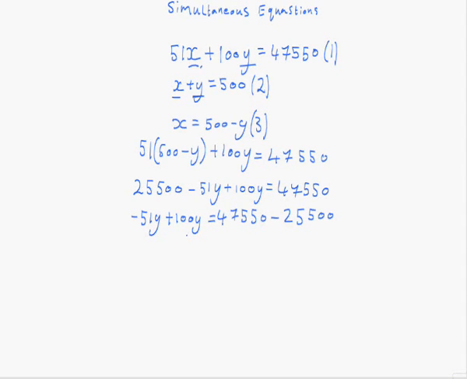Then we can simplify this further by subtracting 51y from 100y and subtracting 25,500 from 47,550. So that's going to give 49y is equal to 22,050. Now to get y on its own, to find the value of y, we can divide both sides by 49.